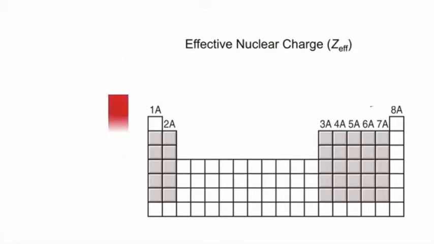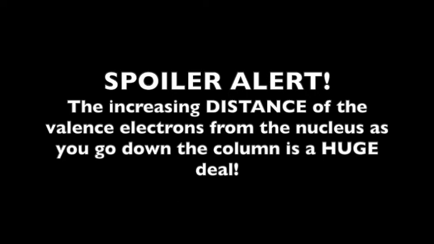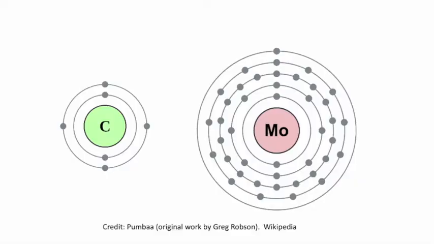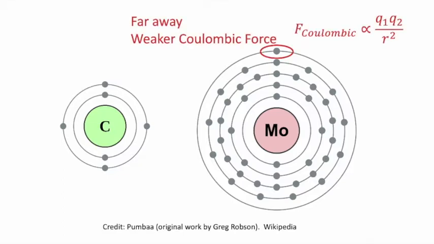As you move down a column, the effective nuclear charge also increases because you are adding more protons. The core electrons are especially affected by this, and they tend to be pulled in tighter towards the nucleus. But as for the valence electrons, there are other things that have a larger effect on periodic trends, and we'll talk about that in a minute. Spoiler alert, the increasing distance of the valence electrons from the nucleus as you go down a column and add more shells is a huge deal. And we will be coming back to this over and over again.